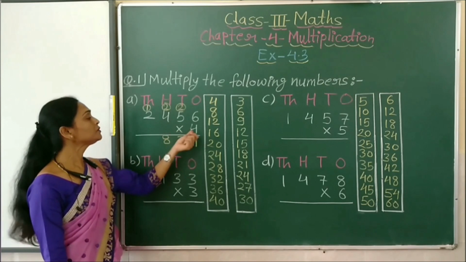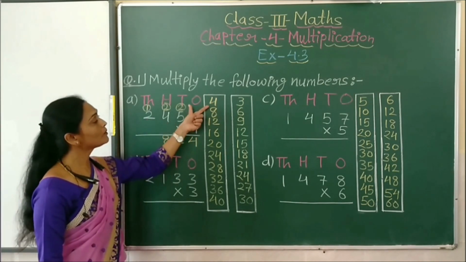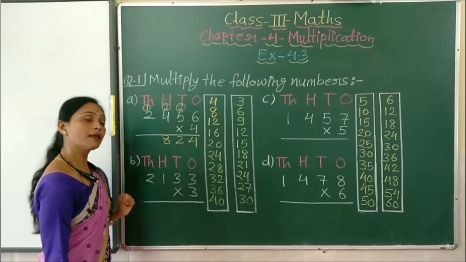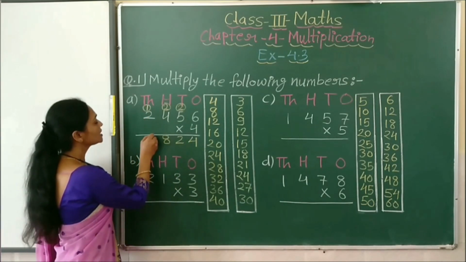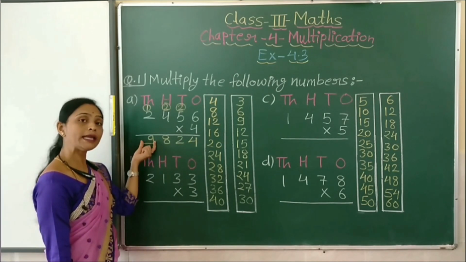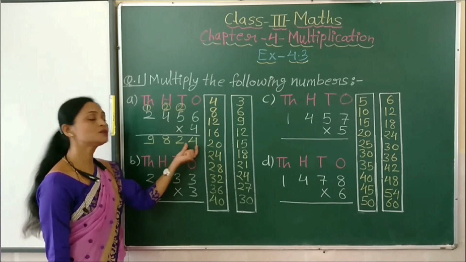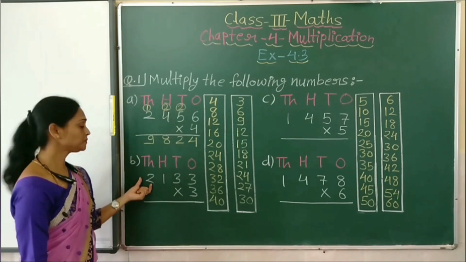Now again we have to read this 4's table how many times? 2 times. So 4 ones are 4 and 4 twos are 8. Then we have to add this 1. So 8 plus 1 how much? It is 9. So see which number we got? 9824. Yes. Now we will solve this second one.